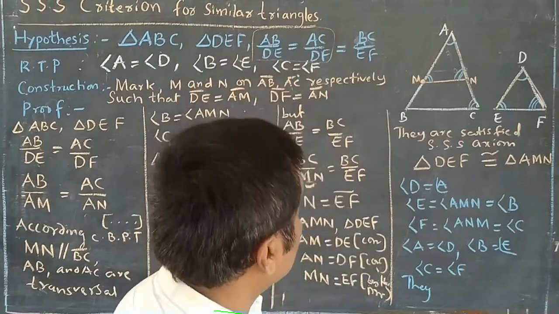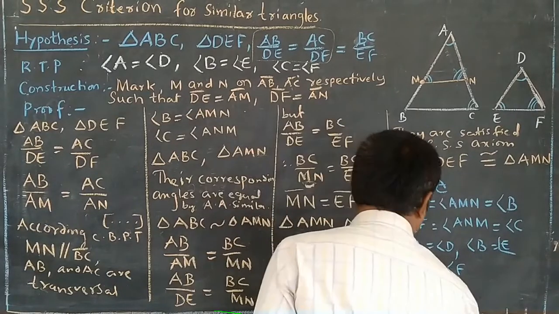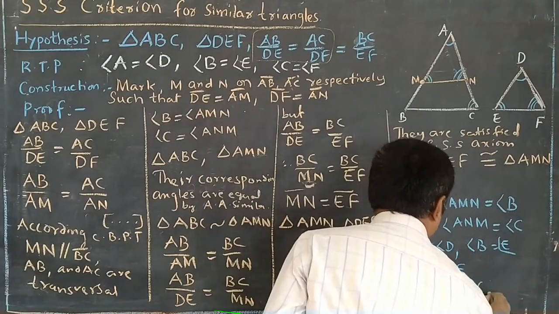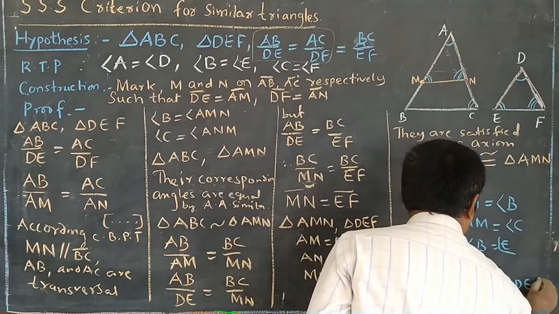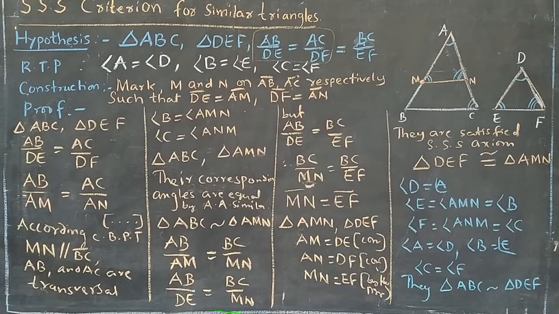Even corresponding sides are in the same ratio. We proved corresponding angles are equal. Then we accept triangle ABC is similar to triangle DEF. Have you understood clearly, children? Any confusion? Check once how I did.